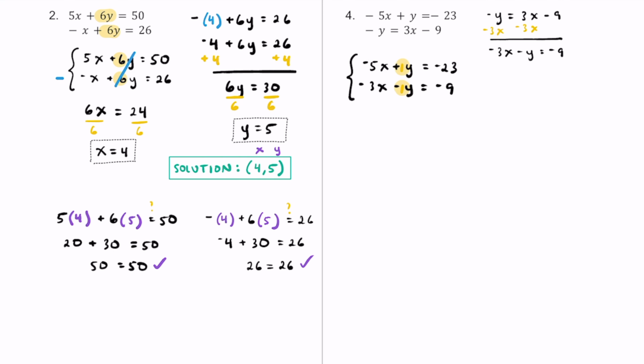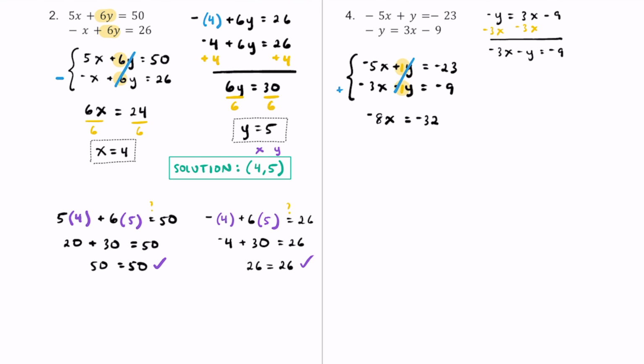If we go ahead and subtract these, that wouldn't eliminate it. We would get 2y. So let's go ahead and add them. Remember, when you add opposites, you get 0. So +1 plus -1 equals 0. If we add this -5x plus -3x, that should equal a total of -8x. And if we add the +1y and -1y, those are going to eliminate, which is what we were hoping for. And then -23 plus -9, that's going to equal -32.